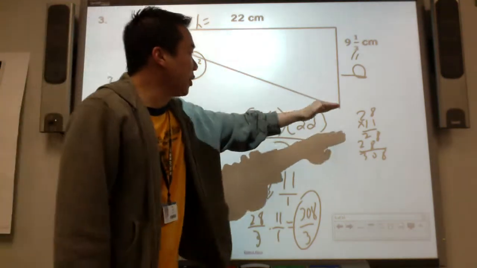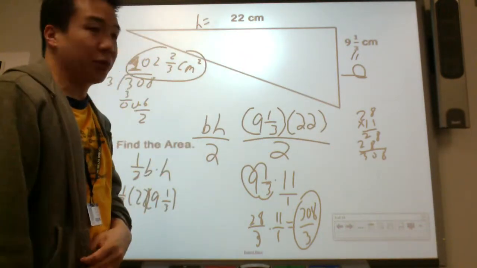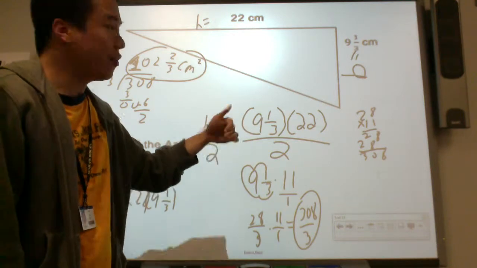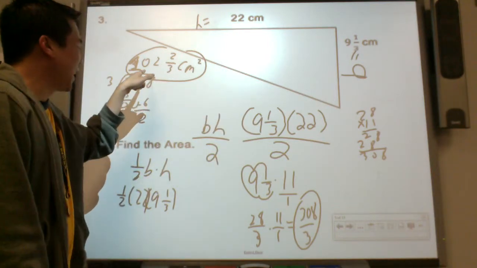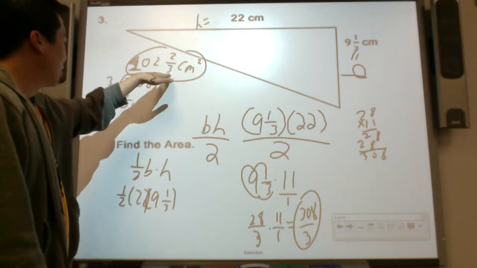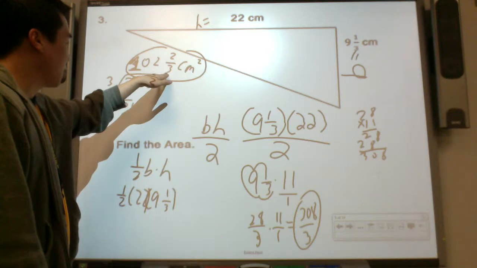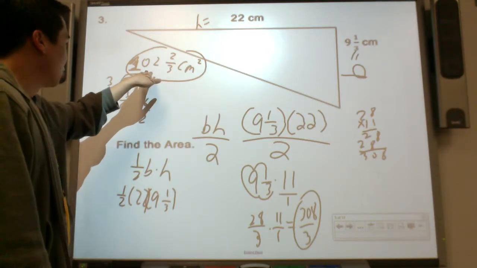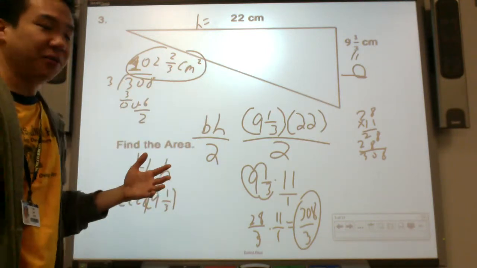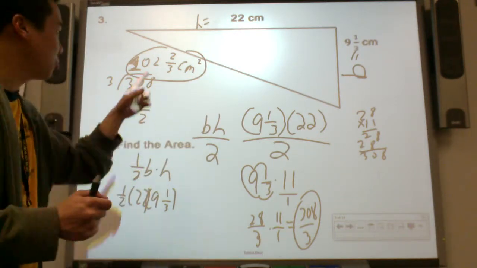If you had found the area of the rectangle, you would have multiplied 22 times 9 1/3, then divided it into half. This is what you have got. So I guess the area of the rectangle would have been 204. Break that up with 1/3. 2/3 plus 2/3 is 4/3. That's 1 1/3. So 205 1/3. It's the original area of the rectangle. Decompose it by dividing by 2, and then you get this.